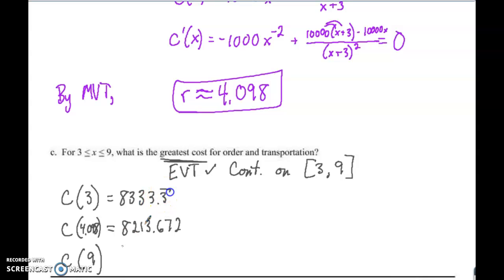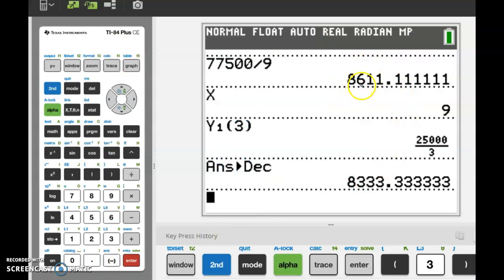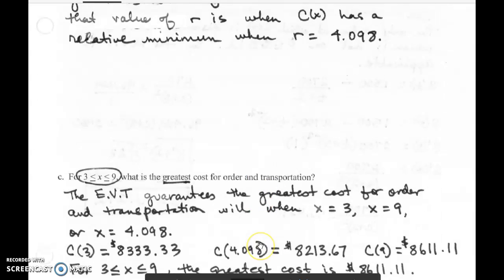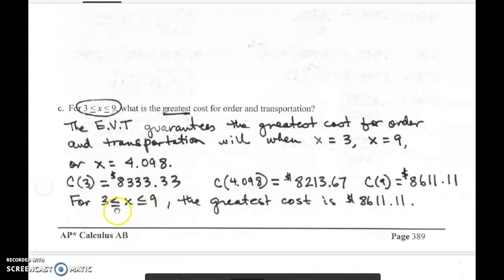0.3 repeating. And this one we found earlier was at 86.11 repeating. Okay, so which one's the greatest cost? I would commit to this one by the extreme value theorem. So you have to check where the derivative equals 0 as well as the endpoints. Let's see what the answer key says about that. There we go. The greatest cost was that $86.11.